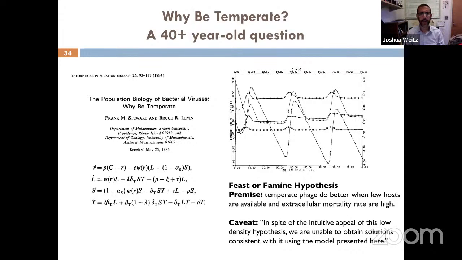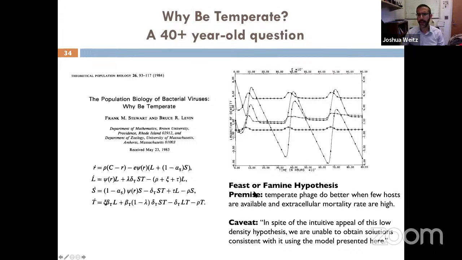So Frank Stewart and Bruce Levin in a wonderful paper back in the mid-'80s asked this question of why be temperate? And to do so, they also use simple coupled nonlinear dynamic models of the kind that you're hearing about in your tutorials, also I've introduced here, which describe in some sense what happens to cells and to viruses with time.